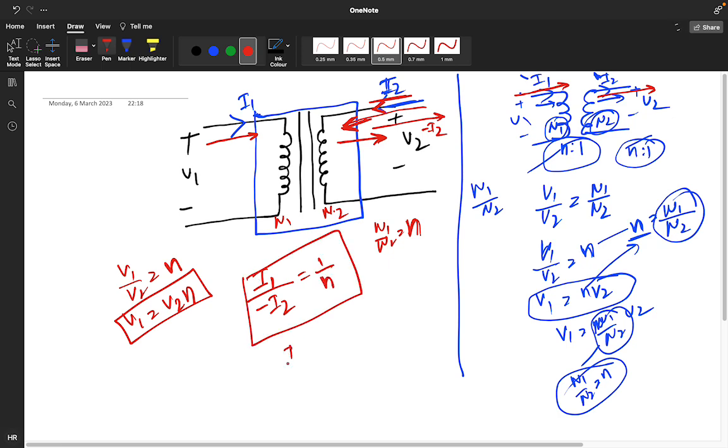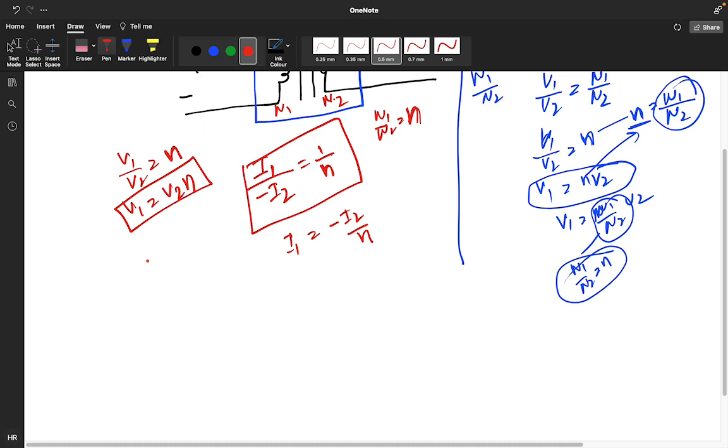So if you solve this, what will you get for the I1 value? Minus I2 upon N. So what is the general equation of a transmission network? The general equation of the transmission network is V1 is equal to A V2 minus B I2, and I1 is equal to C V2 minus D I2.